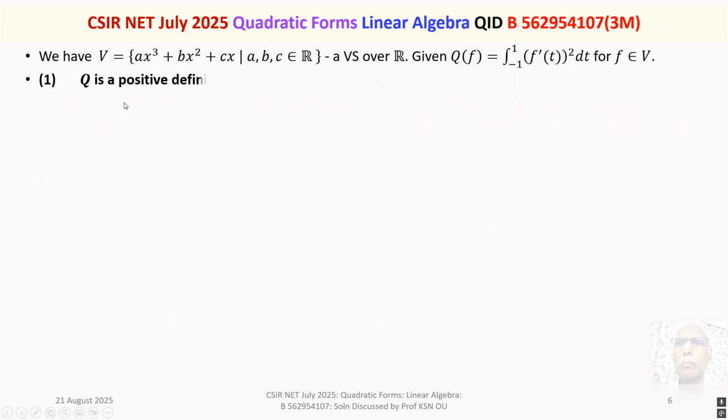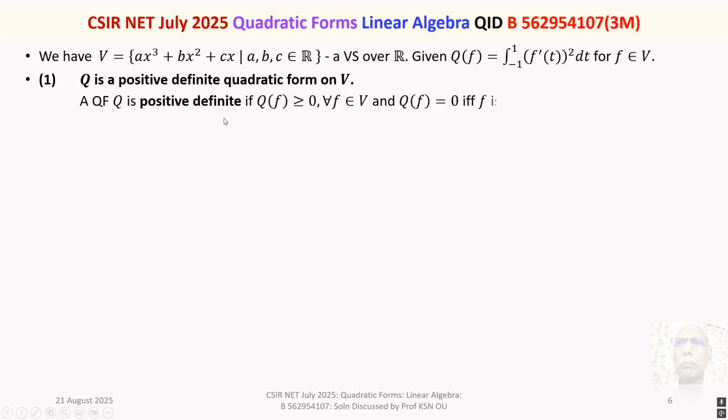Right, option 1. Q is a positive definite quadratic form. Q is a quadratic form, basically. That I should have mentioned in the beginning itself. Q is a quadratic form. And option 1 concludes that it is a positive definite quadratic form. When do you say a quadratic form Q is positive definite? If Q of f is greater than or equal to 0 for all f belongs to V, and Q of f is equal to 0 if and only if f is the 0 vector of V.